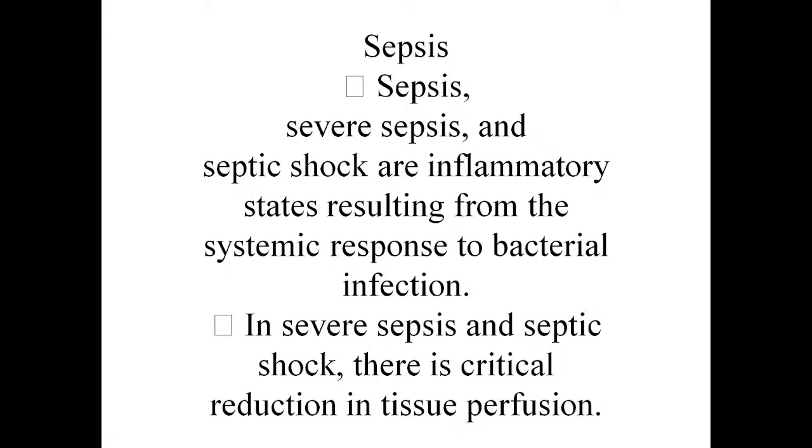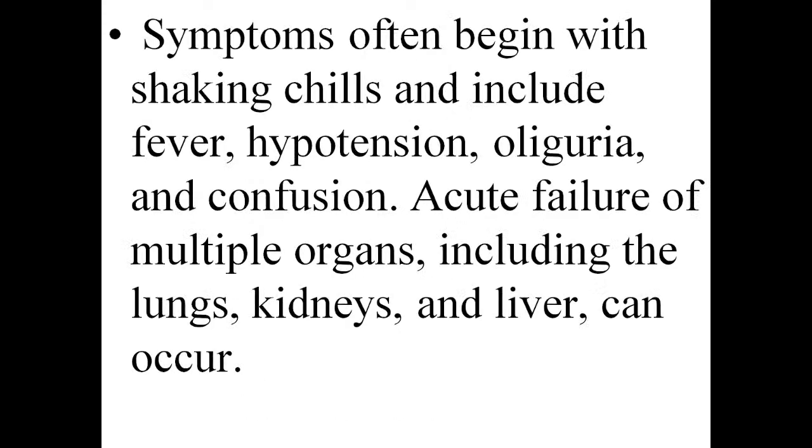Sepsis has different forms. Simple sepsis, severe sepsis, and septic shock are inflammatory conditions that result from the systemic response to bacterial infection. In severe sepsis and septic shock, there is a critical reduction in tissue perfusion. Symptoms often begin with shaking, chills, and include fever, hypotension, oliguria, and confusion. Acute failure of multiple organs, including the lung, kidneys, and liver, can occur.